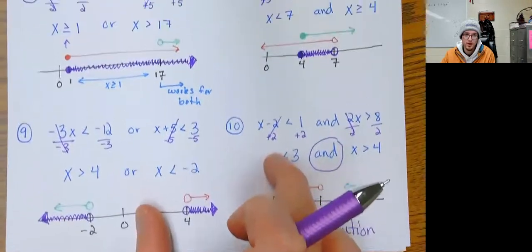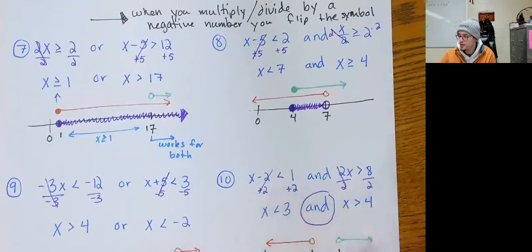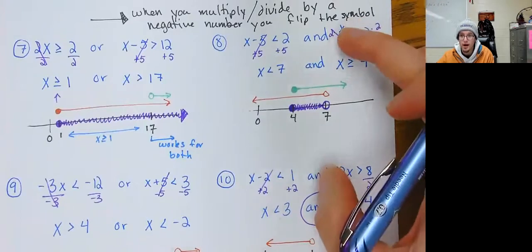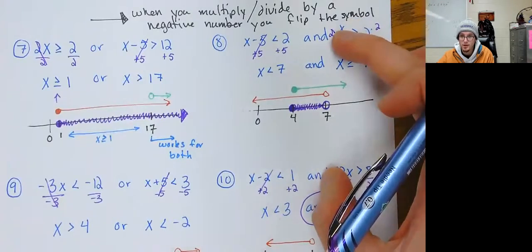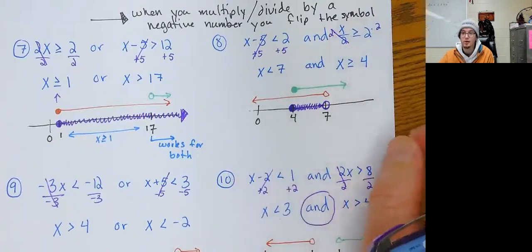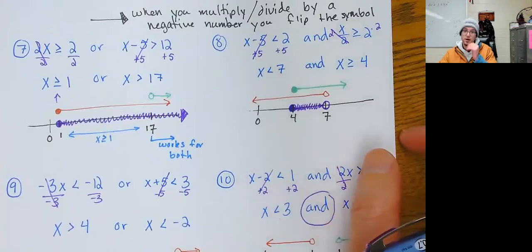Now, what I want to point out here is, you see how 8 and 10 are written, they're combined. They're compound inequalities, but they're written out separately. Now we're going to look at 2 more examples and this video is over.